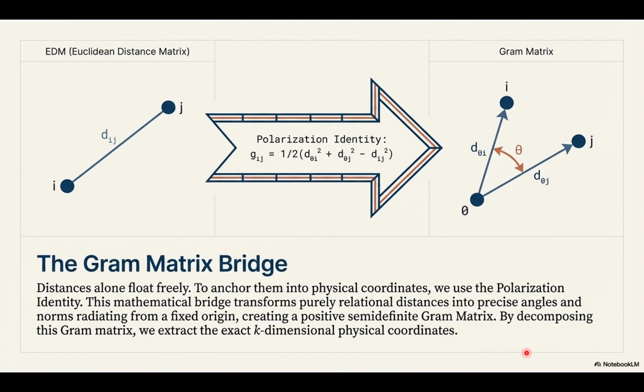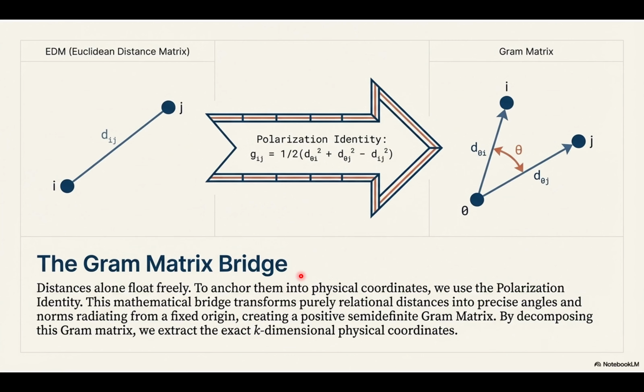Well, that's the thing. Distances floating in a void are totally useless on their own. To anchor them, to turn those relational distances into a fixed coordinate system, we need a mathematical bridge. And according to our sources, that bridge is called the Gram matrix. Yes. So we're moving from the problem, the free-floating distances, to the theoretical solution. Exactly.